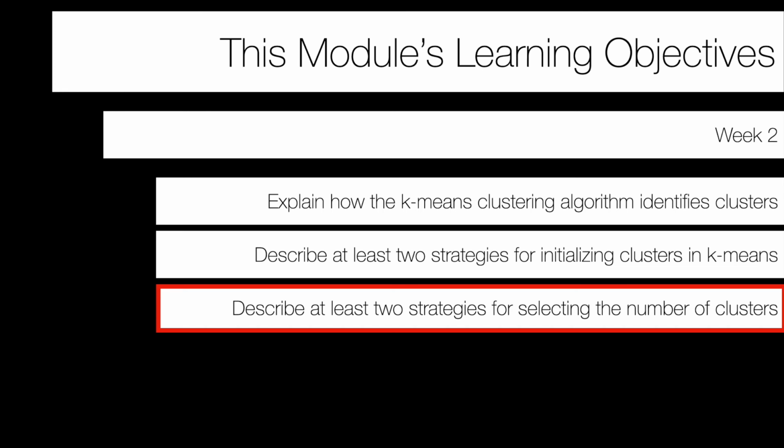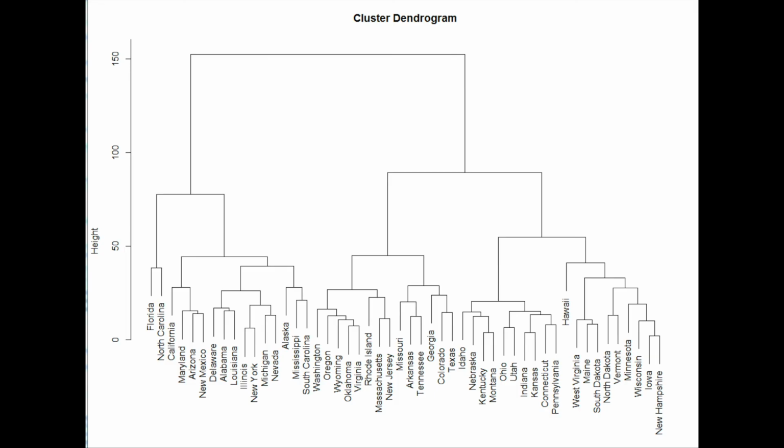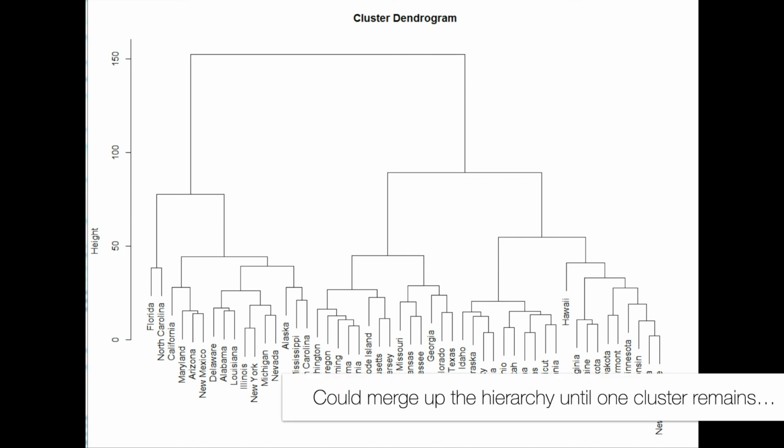Now the last thing we'll talk about are strategies for selecting the number of clusters. So recall from last time, we were looking at the dendrogram. What we want to do is identify when we should stop building up these clusters. When should we stop merging? That's a different kind of task than what we have for k-means.